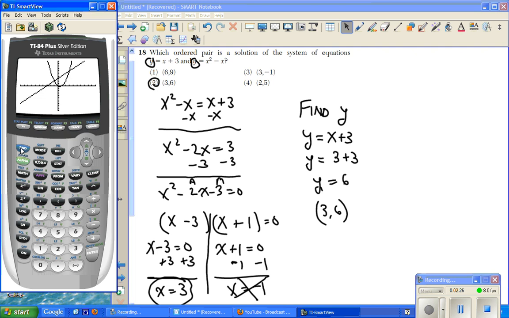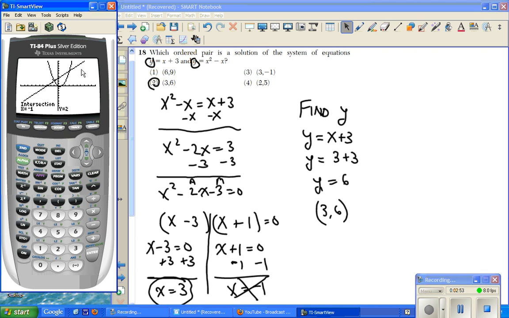To do that, I hit second trace, which is the calculate button. Choice 5 is intersection. I'm going to take the cursor and move it to one of the intersection points by using, in this case, the left arrow. Once it's pretty close to the intersection point, I will hit enter 3 times. And it's telling us that the point of intersection is negative 1 comma 2. Not one of our choices.